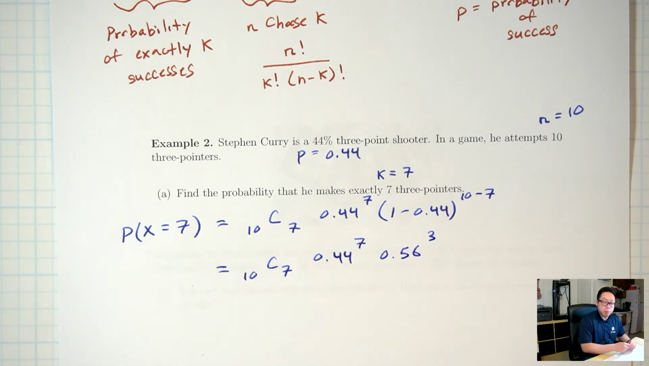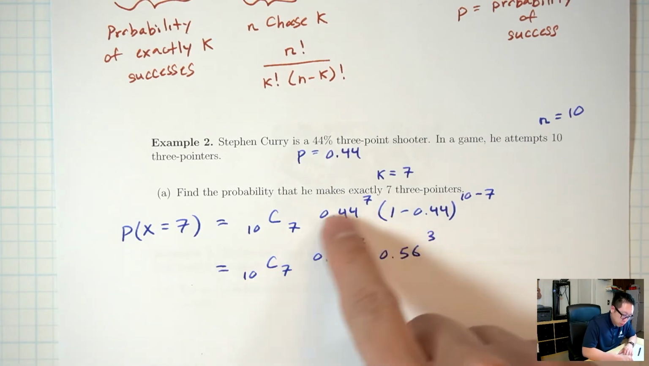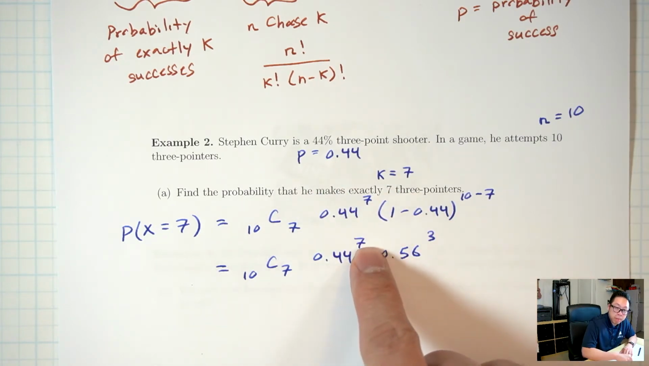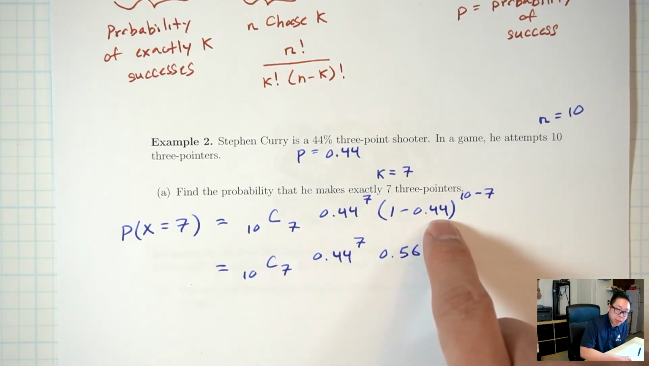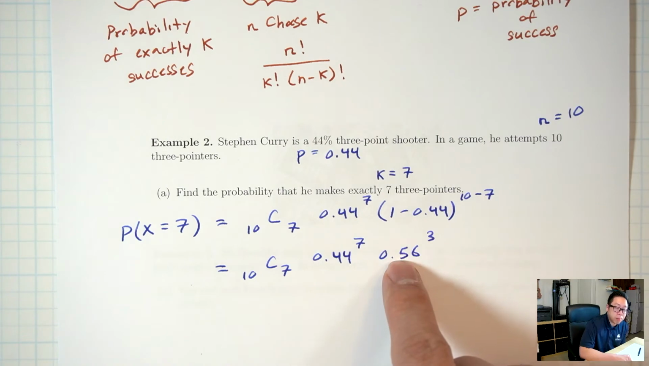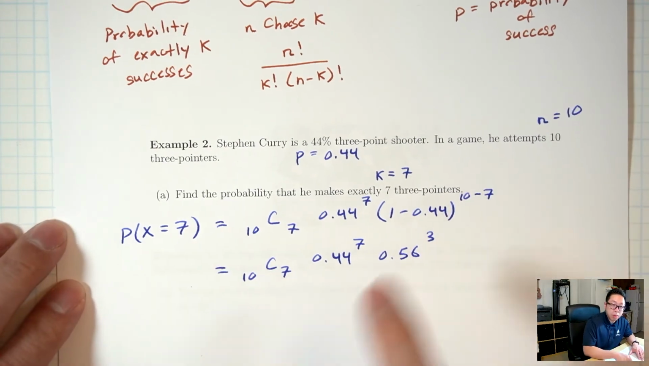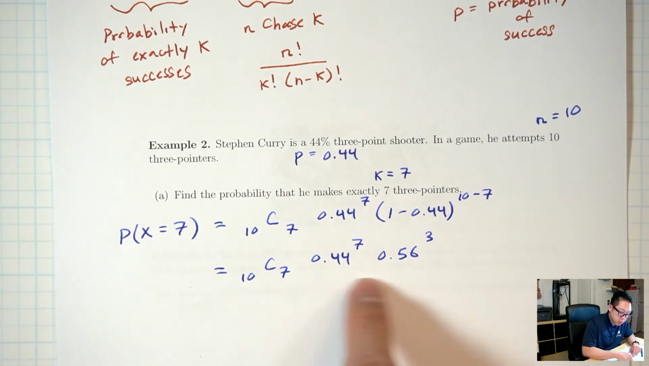All right, so let me pause here and explain what we have so far. 10 choose 7, I'll talk about in a little bit. What does this part mean? 0.44 is the probability that he makes it. And I want him to make it 7 times. Okay? What does this 0.56 mean? The 0.56 we got by doing 1 minus the probability that he makes it. So 0.56 is the probability that he misses. And we want him to miss 3 times. So that's what it means for him to make exactly 7 out of 10, right? We want him to make it 7 times, but we want him to miss the other 3. So that's what this part means.